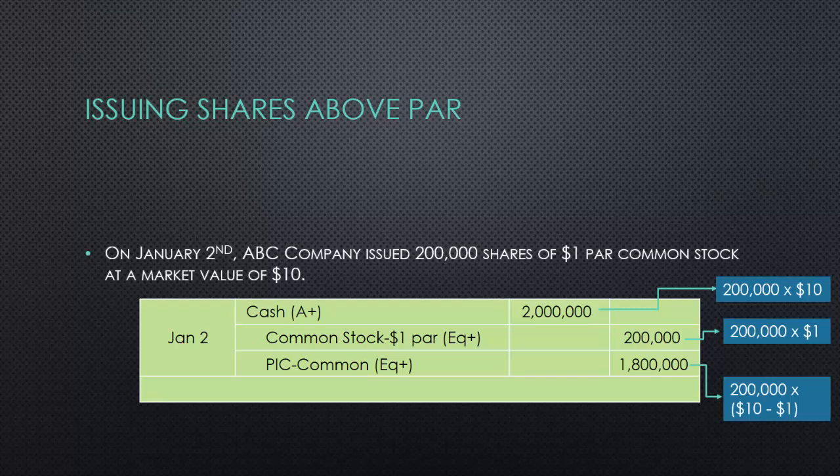We could, however, figure that out by taking the number of shares issued and multiplying it by the difference between our sale price and the par price. We had a sales price of $10 a share. We have a $1 par price. That difference is $9. If you take that $9 and multiply it by 200,000, you get 1.8 million. Our debits equal our credits. Our journal entry is looking good. We just need to throw in a description, and that description is that we issued common shares above par.